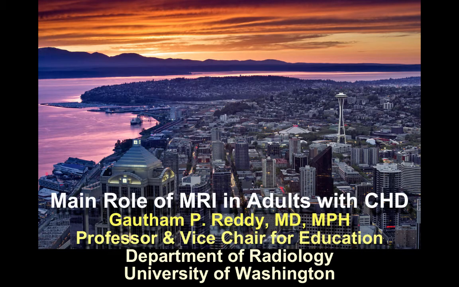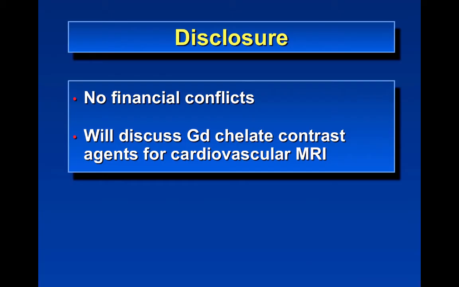Okay, so I'm going to be speaking today on the main role of MRI in adults with congenital heart disease. I don't have any financial conflicts, but I will discuss the use of gadolinium chelate contrast agents for a cardiovascular MRI.